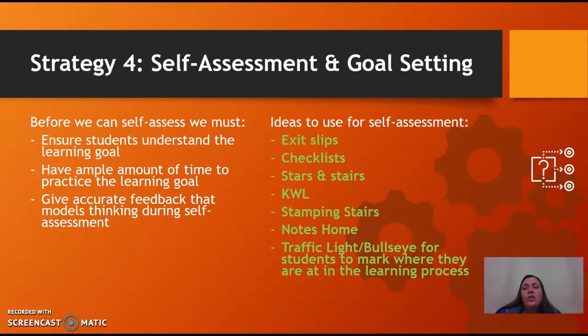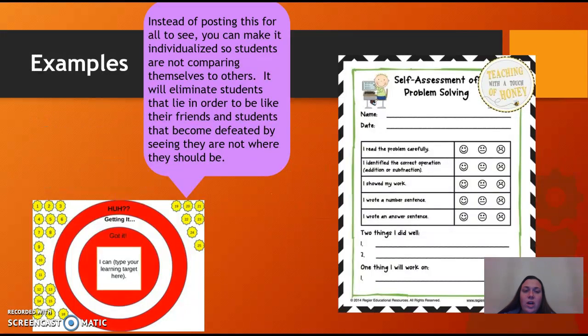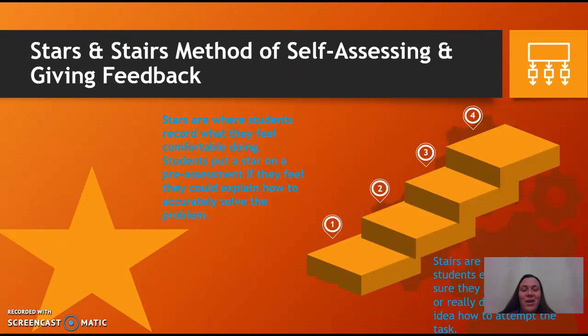Strategy 4 talks about self-assessment and goal setting. This is one I've recently started implementing more into my classroom, just making sure that all kids understand the learning goal is the first and foremost thing. So using checklists of some sort, stars and stairs, these are some other ideas. However, I do find that when you self-assess, it should be more individualized and not something that's posted so that everyone can see where each other's at, because a lot of times we find students, especially at a primary level, just follow their friends.